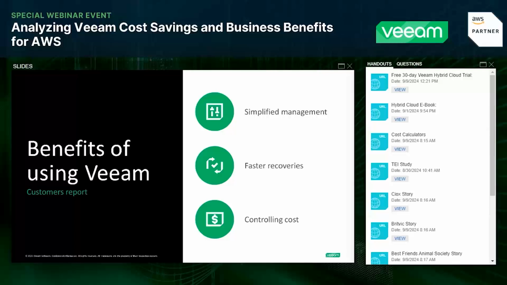And you'll see more of these benefits in the TEI study as we go through this webinar, but let's look at some of the benefits that AWS brings individually as well.